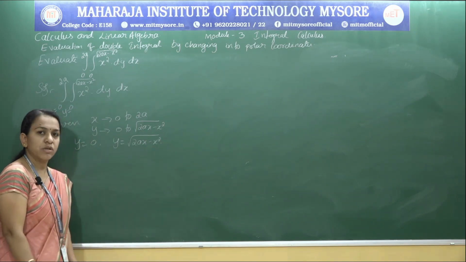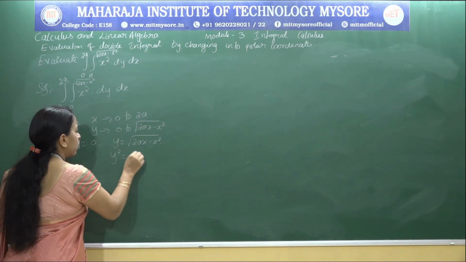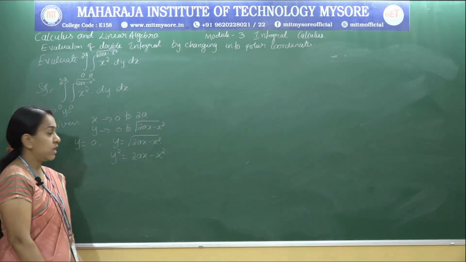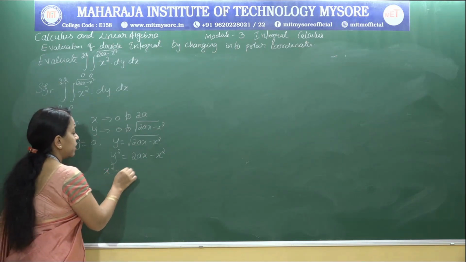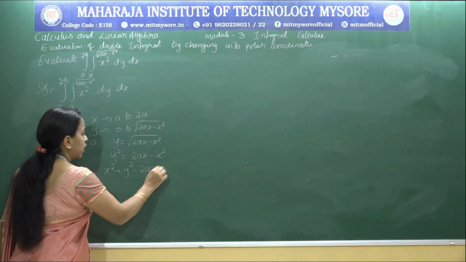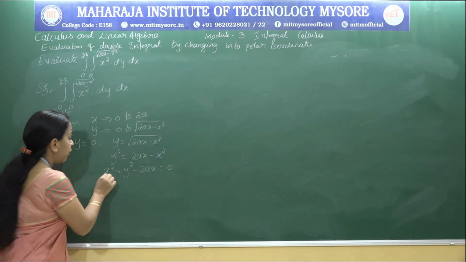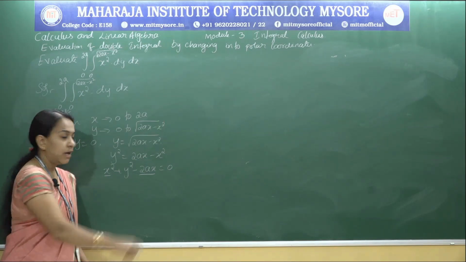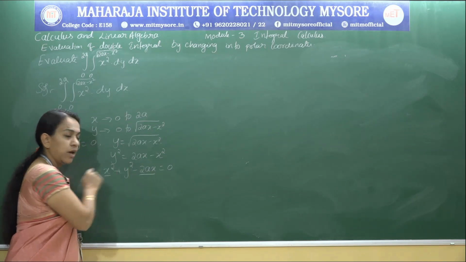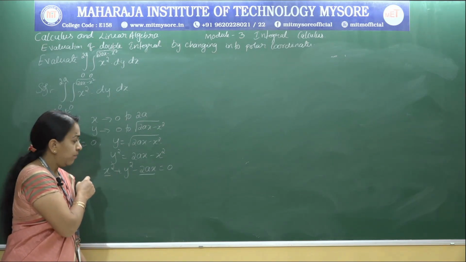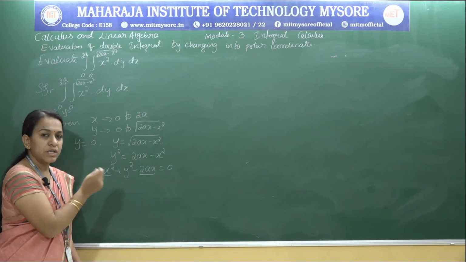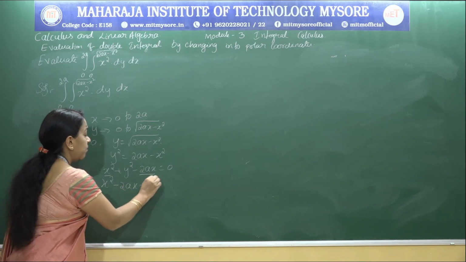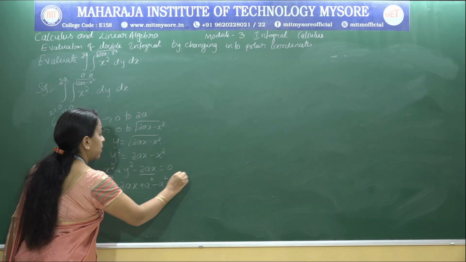Whenever we have a variable limit, we should simplify that, right? So y square equals 2ax minus x square, so that we can know what the given curve is, or x square plus y square minus 2ax is 0. If I group these two terms, we know the method of completing the square. So if I apply that, we have a square, and I add a square and subtract a square, that is x square minus 2ax plus a square minus a square plus y square is 0.